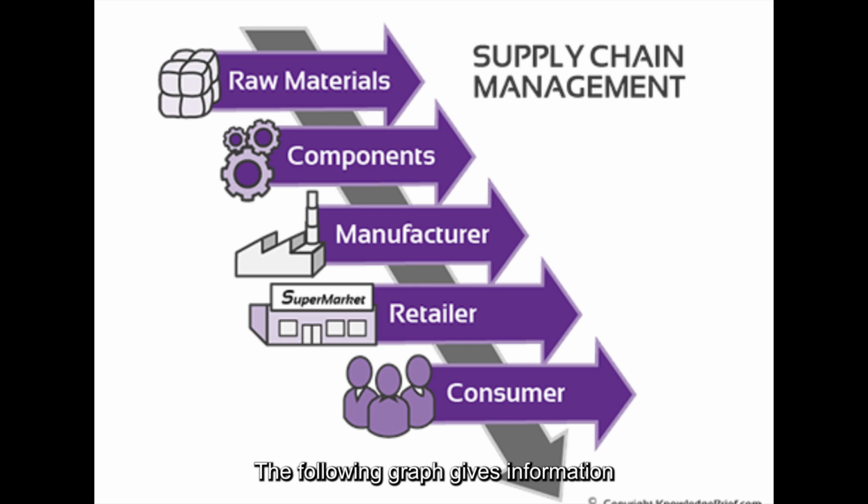The following graph gives information about supply chain management. It shows how the process is done. The steps include raw materials, components and manufacturer. According to this graph, the first step is to collect raw materials and turn them to components with machine. Followed by that, the second step is to send components to the manufacturer and make products of them there. You can see from this graph that the third step is to send products to the retailer. The final step is to sell products to consumers. In conclusion, this graph is very informative.